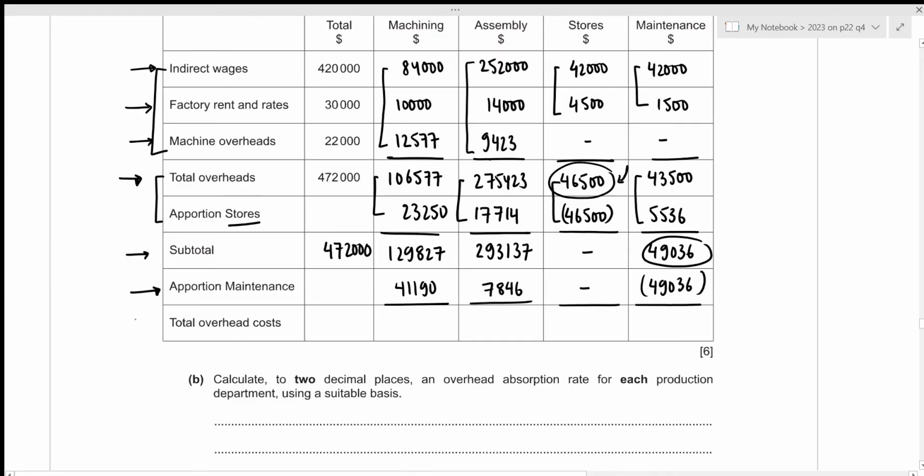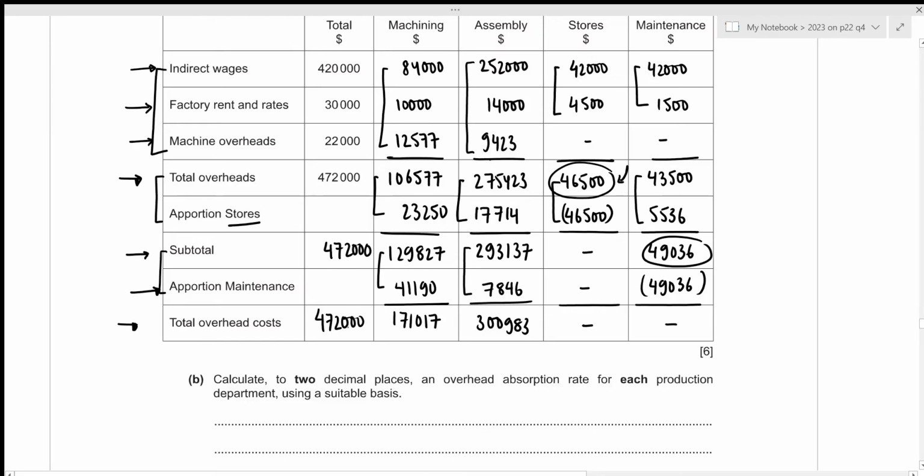Now we can figure out the total overhead cost, which will be the sum of subtotal and our reapportionment from maintenance department. The total for our machining department will be 129,827 plus 41,190, which results in 171,017. For our assembly department, that will be 293,137 plus 7,846, which results in 300,983. And for maintenance, it will be 0. Again, the total of our overhead cost will be 472,000 intact.